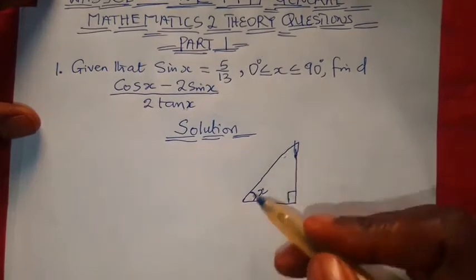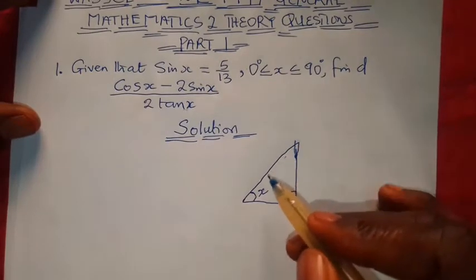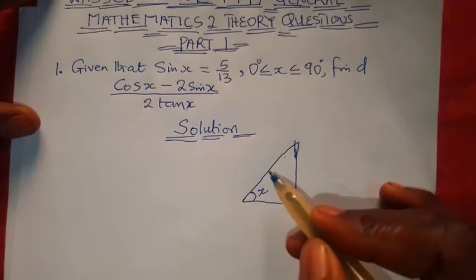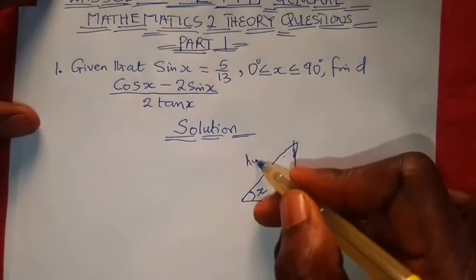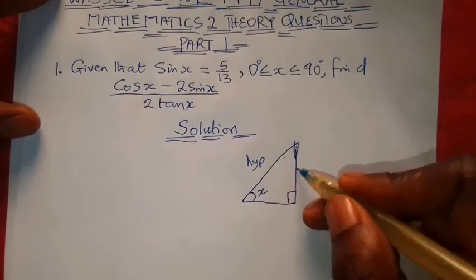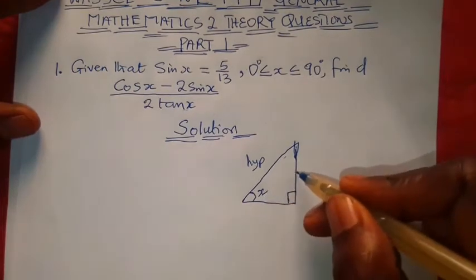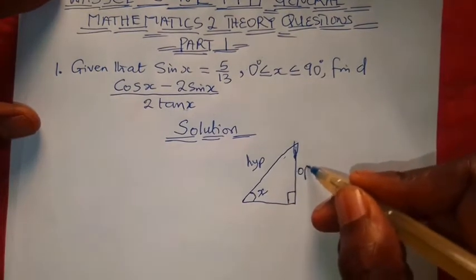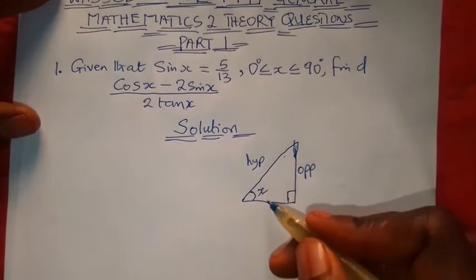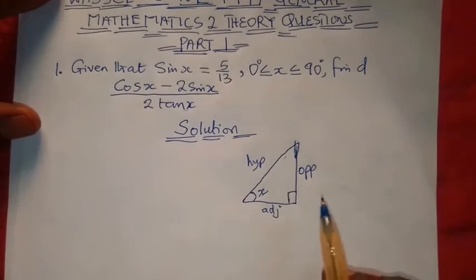Now we have to identify the 3 sides of the right triangle. The first is this side, which is directly opposite 90 degrees, and this side is known as the hypotenuse. The other side, because it is facing angle x, we refer to as the opposite side. Then the third side is known as the adjacent side. So this is the first thing we are going to do.